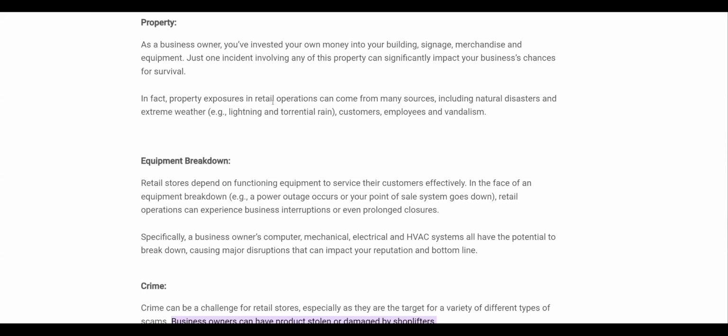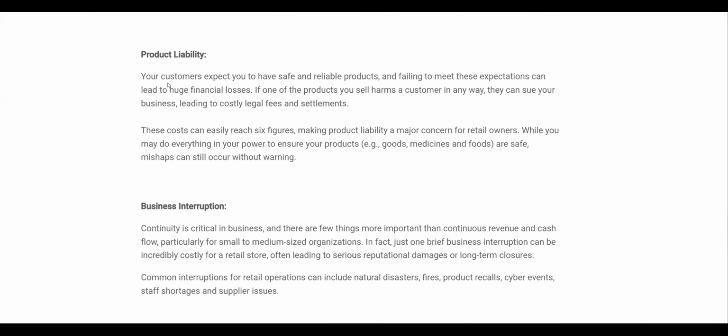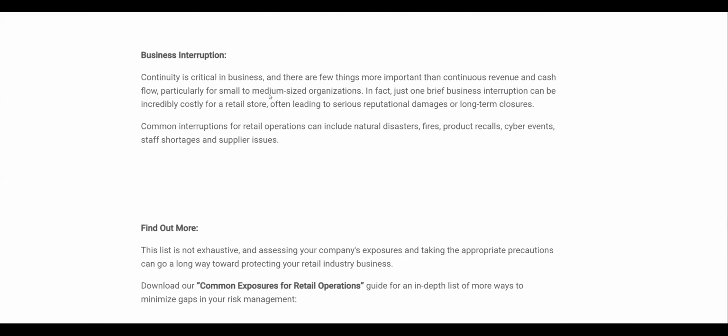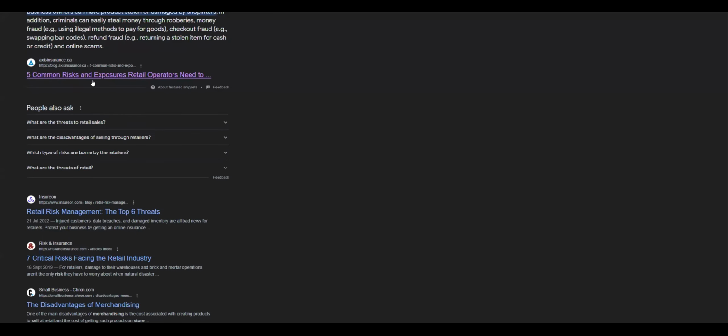In fact, property exposures in retail operations can come from many sources, including natural disasters, extreme weather, lightning, and other things, customers, employee vandalism, equipment breakdown. They depend on functioning equipment to service their customers effectively. In the case of equipment breakdown in Ghana, dumsor and other things, your fridges might get spoiled. You see, crime, pilferage, product liability, right? Safe and reliable product. If you fail to meet those expectations, business interruption, right? So as you are researching these things, you end up learning so much more, okay?